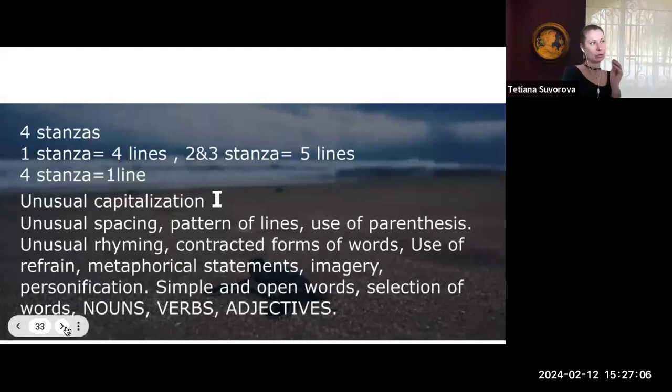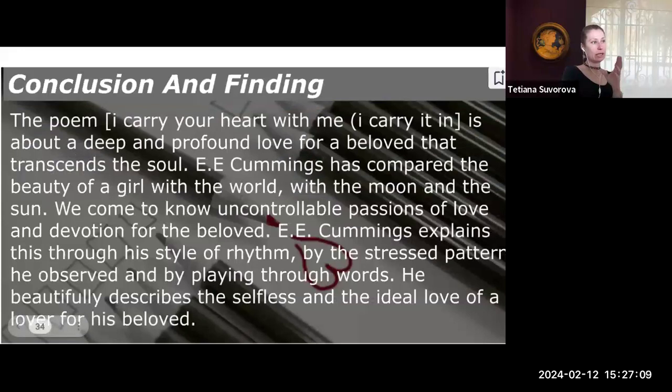Just to finalize our analysis. And then we can make a conclusion. The poem "I carry your heart with me, I carry it in" is about a deep and fond love for a beloved that transcends the soul. Edward Cummings has compared the beauty of a girl with the world, with the moon and the sun. We come to know uncontrollable passions of love and devotion to the beloved. Cummings explains this through his style and rhythm, by the expressed patterns he observed by playing with words. And he beautifully describes the selfless idea of a lover for his beloved. One of the versions, yeah, an interpretation, of course.